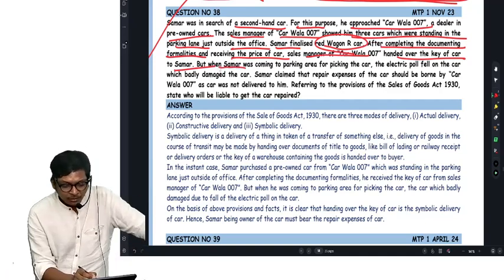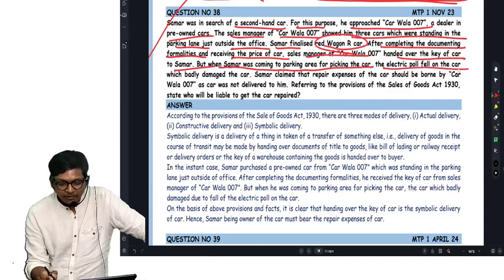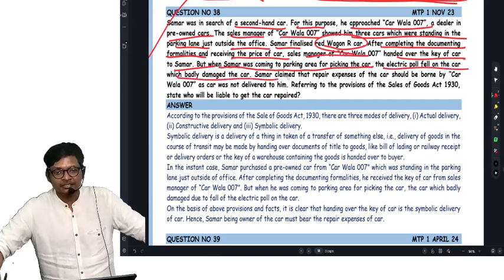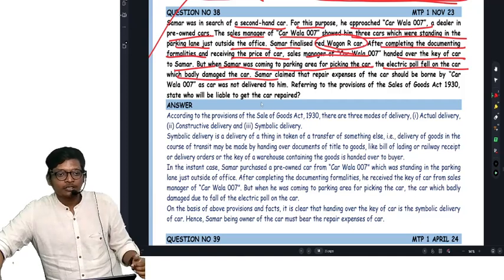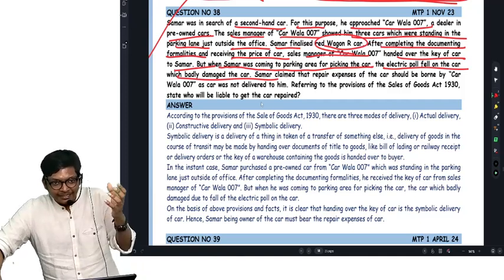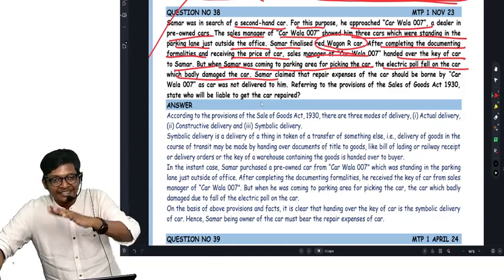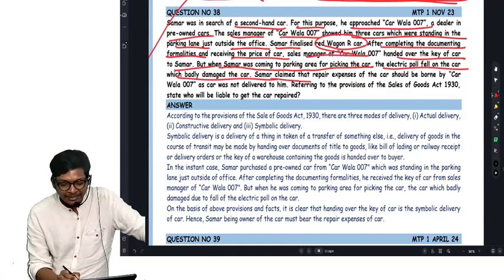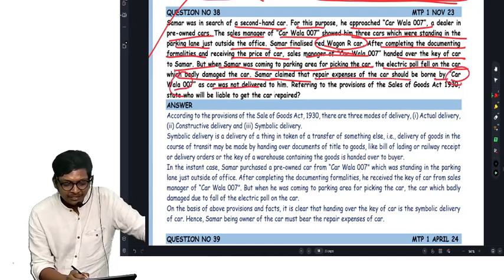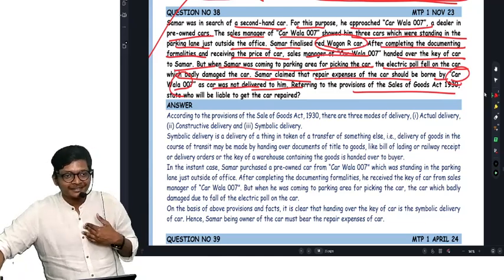But when Samar was coming to the parking area for picking the car, electric pole fell on the car and car was damaged. Visualize. He says he has no money, so he goes to buy a second-hand car. He buys it, pays the money, takes the key and comes outside. Then, thinking of taking a photo, an electric pole fell on the car and car was damaged. Samar claimed that repair expense should be borne by Carwala as the car was not delivered to him. Is he right, guys? Whose fault is it?